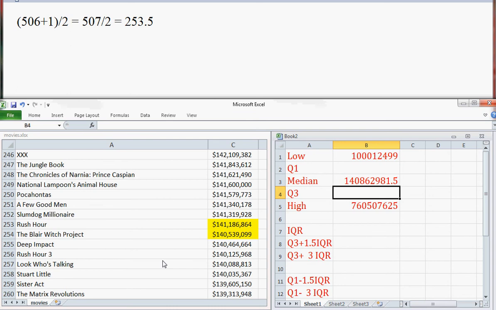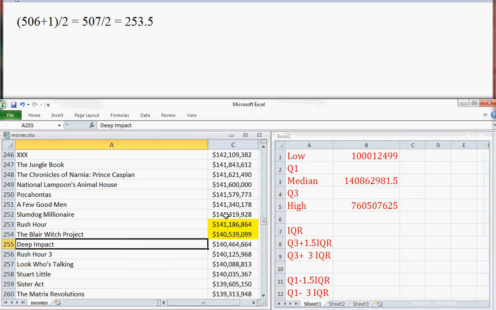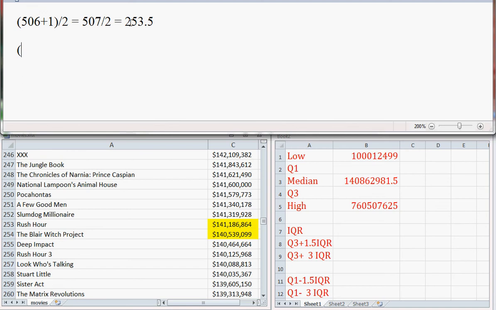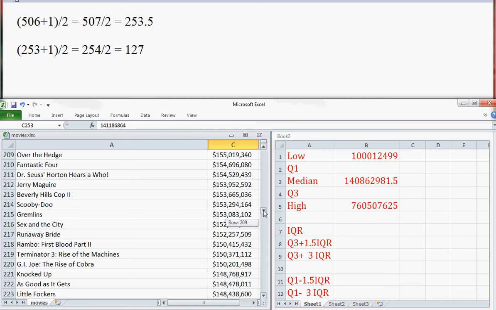Now the job is to find the first quartile and the third quartile. The quartiles are found by finding the medians of the top half of the data and then the bottom half of the data. To find the median of the top half of the data from ranks 1 to 253, that would be 253 numbers in that list. So 253 plus 1 over 2 is 254 divided by 2, which is number 127. 253, of course, is an odd number, which means that there will be one single number in the middle of the top half of the list.